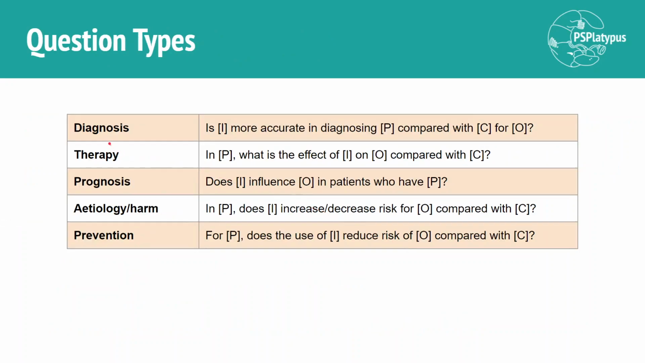Okay, question types. So there's 5 main question types. Typically, the way we want to use this table is if I have a question, I want to think about which category that question lies into in these 5 categories, and consequently, how I'm meant to structure my question to ask.